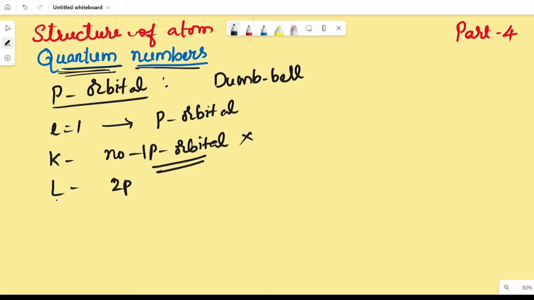So for L shell, there is 2p orbital. For M shell, 3p orbital. For N shell, 4p orbital. Like this. Because for the first shell, there is no p orbital, that is why 1p orbital doesn't exist. And all p orbitals have the same shape, the dumbbell shape.